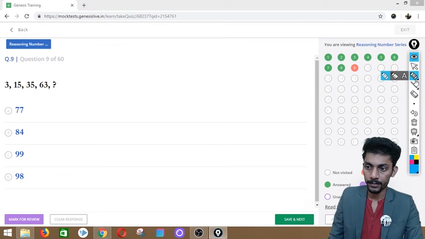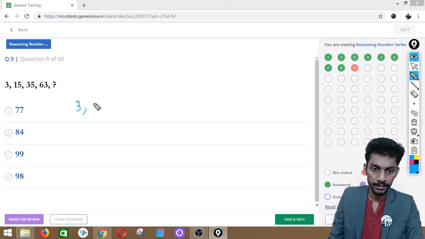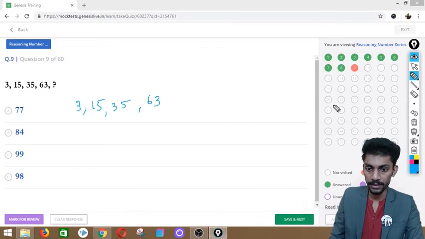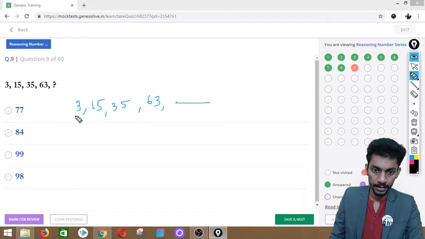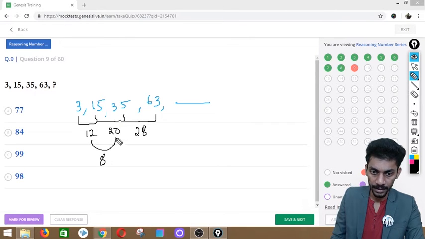Question number 9. What is question number 9? 3, 15, 35, 63. The values are increasing. Let's check the difference. So what's the difference? Here the difference is 12. Here the difference is 20. Here the difference is 28. What is the next difference? 8 is the difference. Again here the difference is 8. So even for the last term there should be a difference of 8. So here it should be added with 8, correct? So it should be 36.